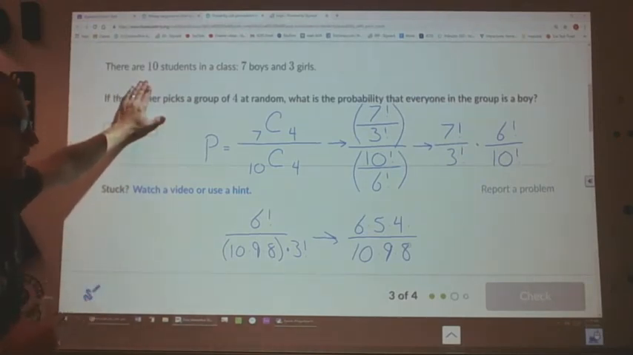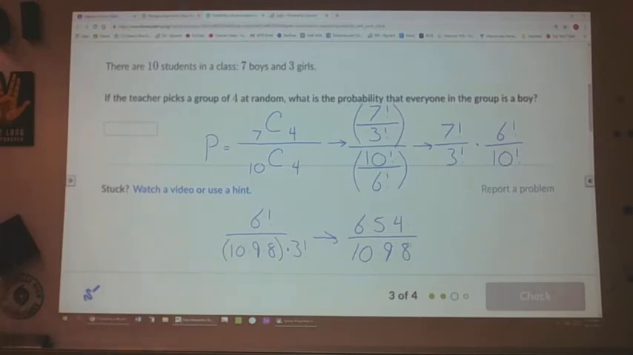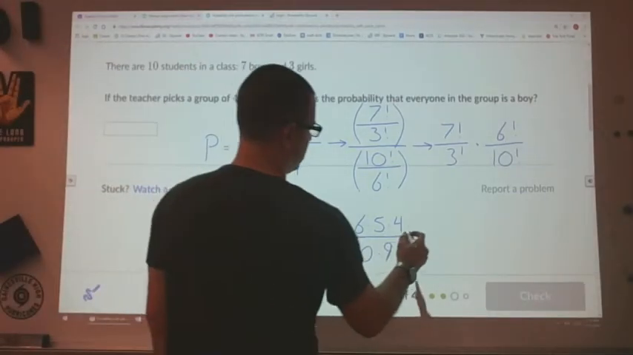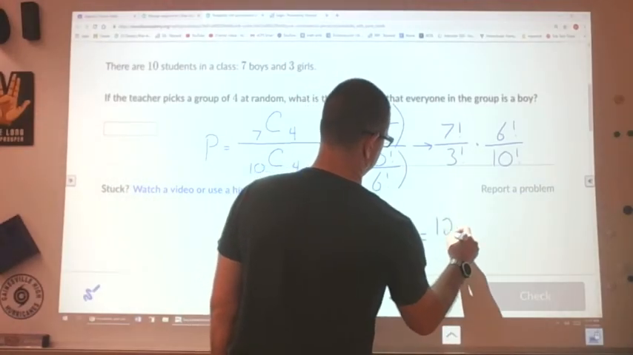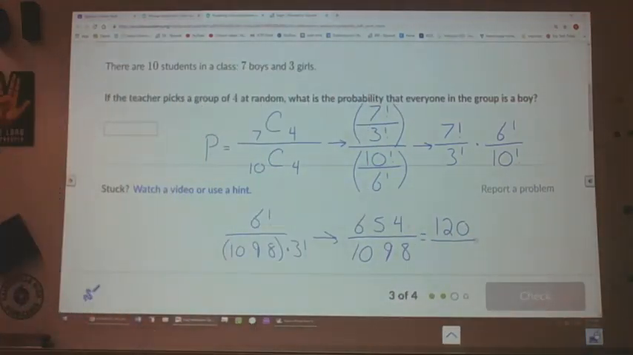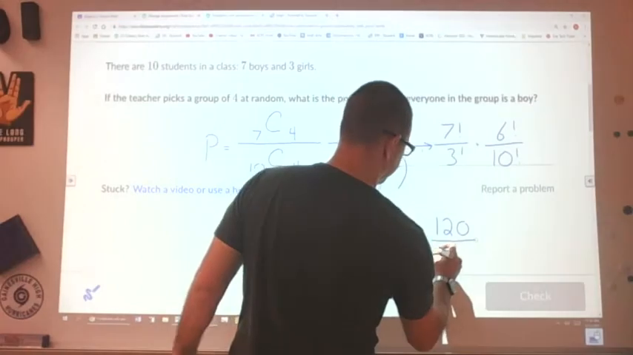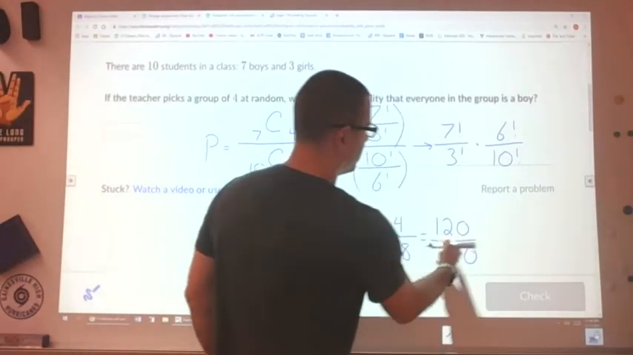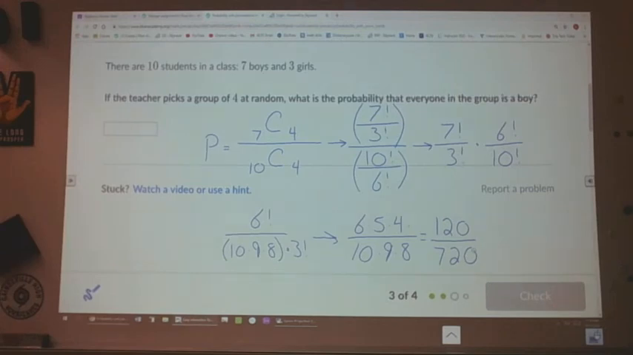So then we would look at these and just multiply them through. 6 times 5 times 4, which is 120, and then on the bottom here, 10 times 9 times 8, which is 720. And then we can reduce 120 over 720 to 1/6.